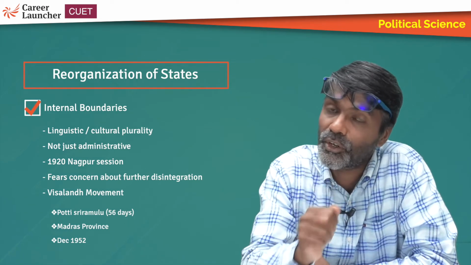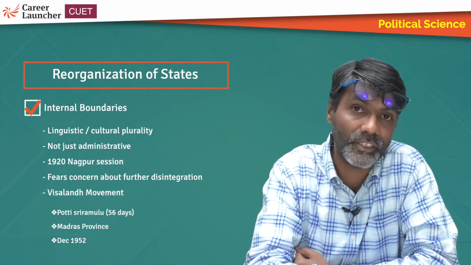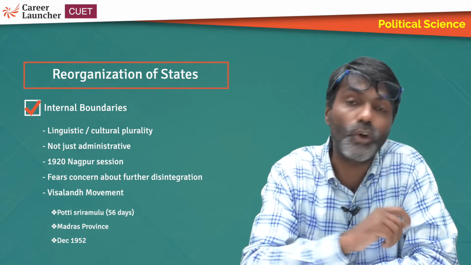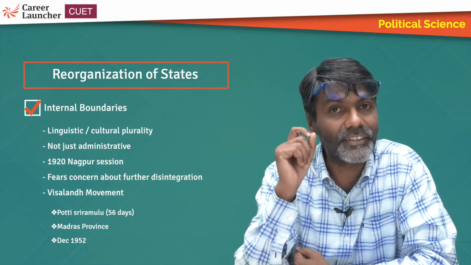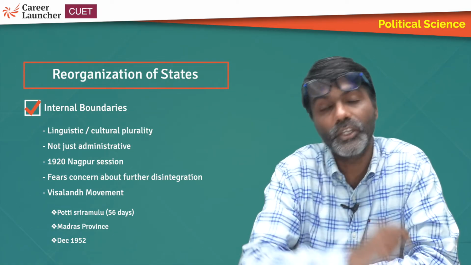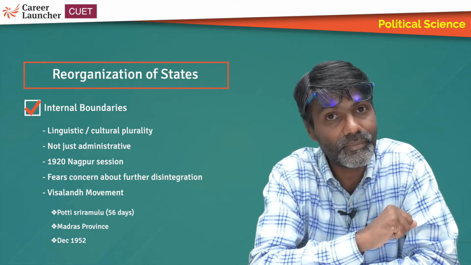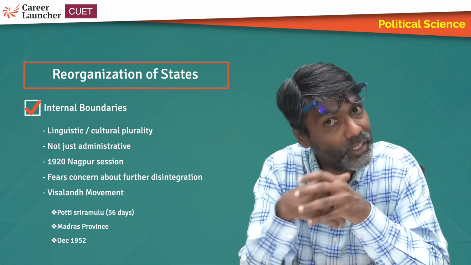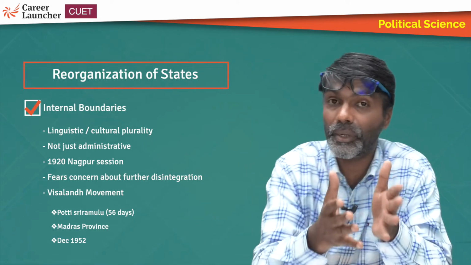Unfortunately, the government did not act quick enough, and after 56 days of fasting, Putti Sriramulu died, and that caused chaos. The outcome of it was that the government had to relent. They split Madras state into Tamil Nadu and Andhra Pradesh. That led to the demands for doing the same in different parts of India, which led in 1953. So Andhra and Tamil Nadu, this happened in 1952.